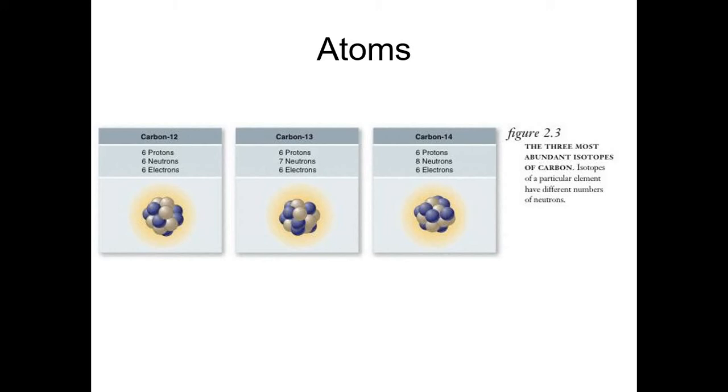If you have carbon 12, it means it has 6 protons, 6 neutrons, and 6 electrons. What differs carbon 12 from carbon 13 is the number of neutrons. Carbon 12 has 6 neutrons, and that 12 is protons plus neutrons. And then you have 6 protons, 7 neutrons, and 6 protons, 8 neutrons. These are the 3 most abundant isotopes of carbon.